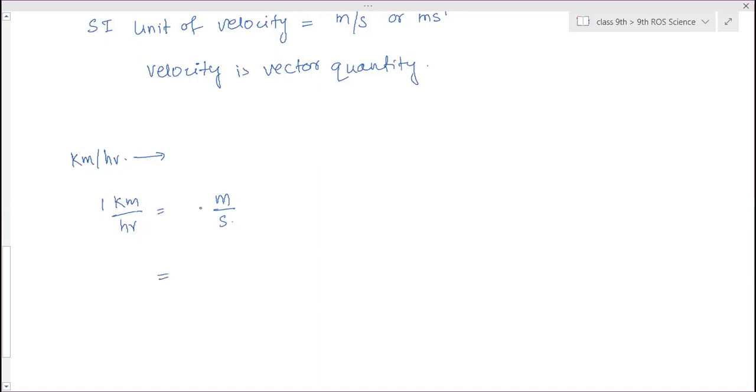That is, 1 kilometer is equal to how many meters? 1000 meters. 1 hour is equal to how many seconds? 3600. So the zeros get cancelled, and we get these many meter per second. So 2 5s are 10, 2 18s are 36. So 1 kilometer per hour is equal to 5 by 18 meter per second.